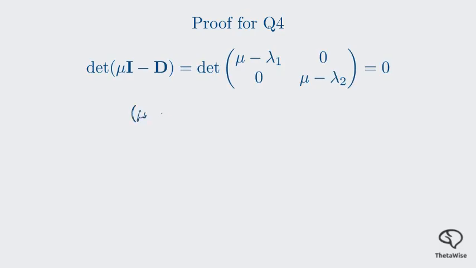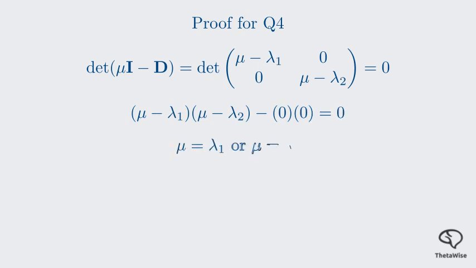Calculating the determinant is straightforward for a diagonal matrix. It's just the product of the diagonal entries. This gives (mu minus lambda 1) times (mu minus lambda 2) equals 0. The solutions mu are clearly lambda 1 and lambda 2. This proves that the eigenvalues of a diagonal matrix are simply its diagonal entries. This is a very useful property.